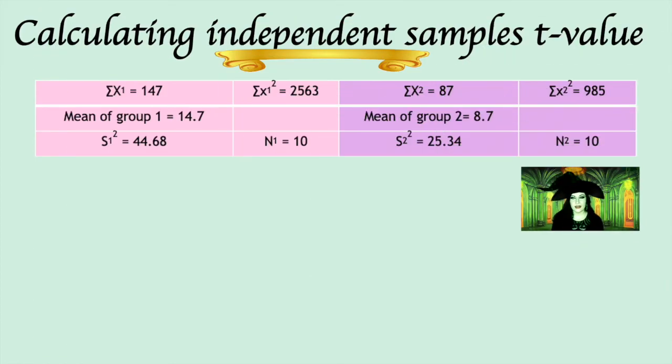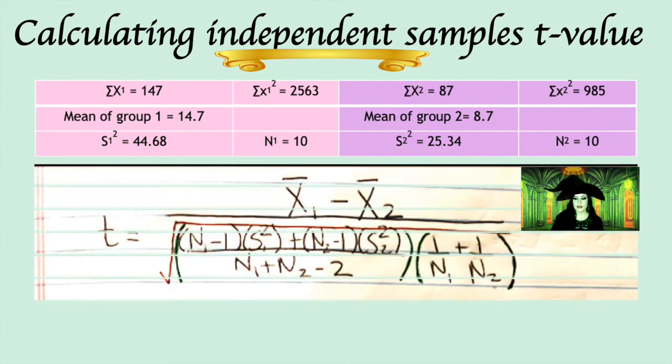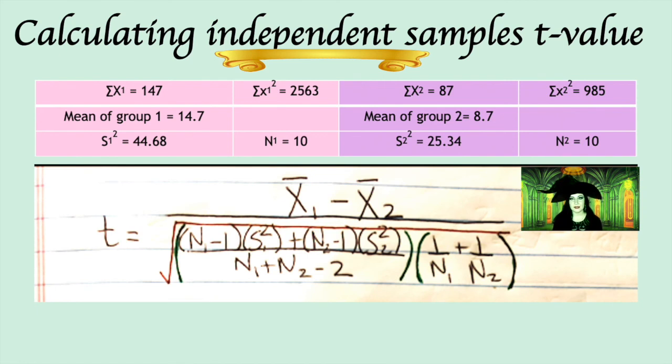Again, these are the values that we've just calculated. We know that the variance of the first group is 44.68. We know that the variance of the second group is 25.34. Both samples had 10 participants, and we can also see that the mean of group 1 is 14.7 and the mean of group 2 is 8.7. So this is our t computed formula for independent samples.